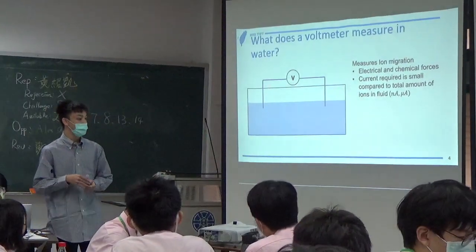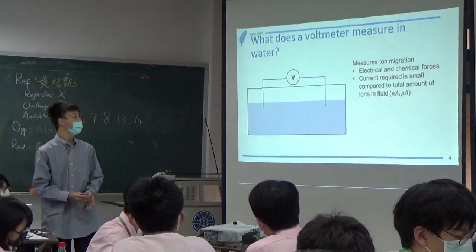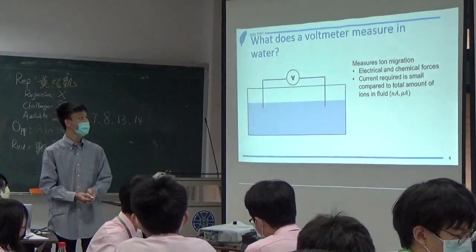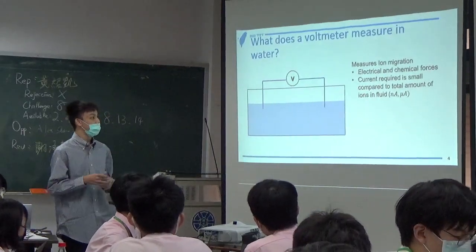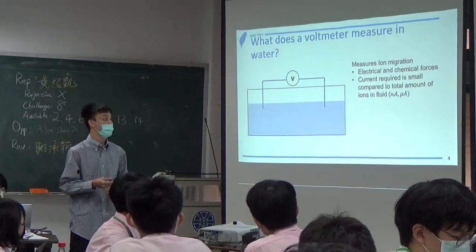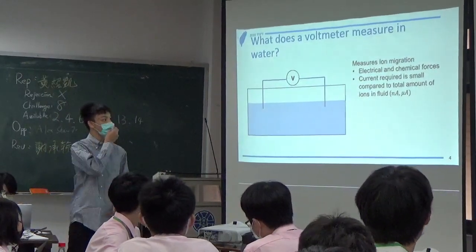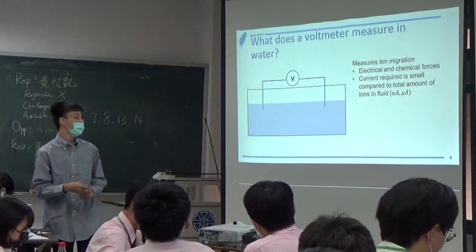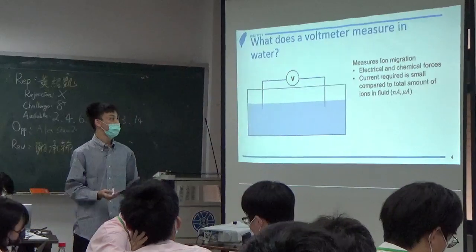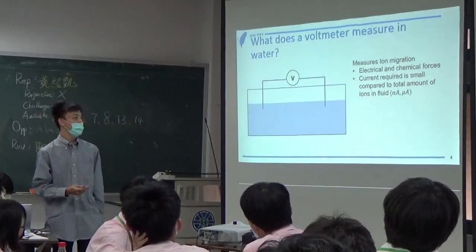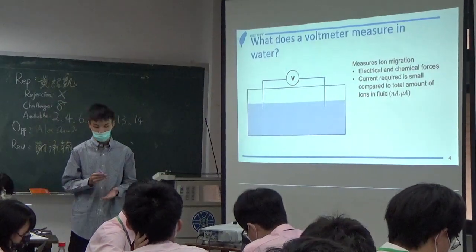Before we jump into the main question, we first have to figure out how a voltmeter works in a solution. A voltmeter measures the tendency for ions in the solution to migrate or to move along the electric field lines. It doesn't matter whether the voltmeter measures the electrical or the chemical forces. Also note that the current required is so small compared to the total amount of charged ions in the fluid.